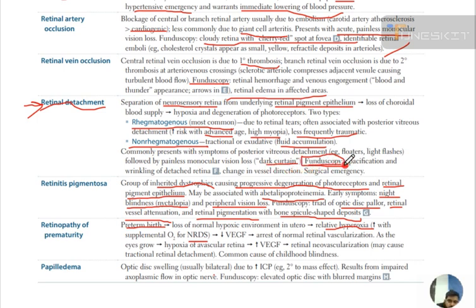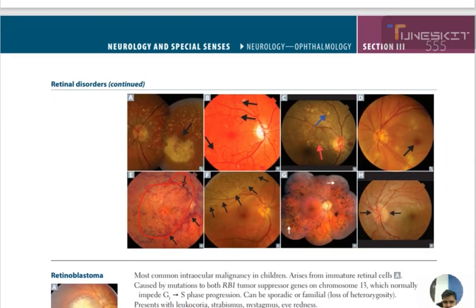So fundoscopy shows opacification and wrinkling of the detached retina. These are the features we can see on fundoscopy. Changes in vessel direction. It is a surgical emergency. Opacification and wrinkling of the detached retina, in picture F we can see it. What is picture F? Yes, wrinkling. You can see here the wrinkles of the detached retina.